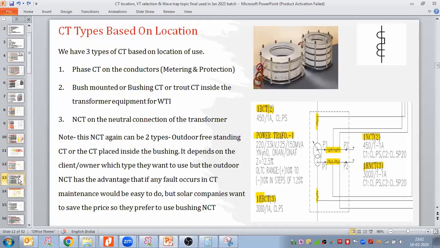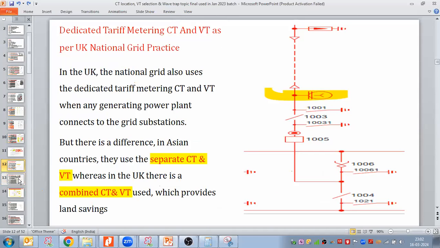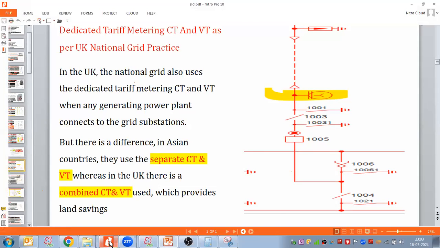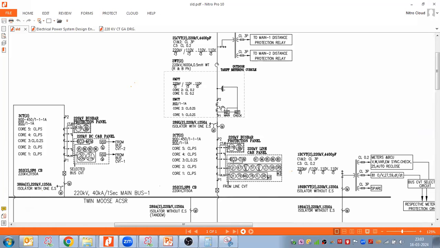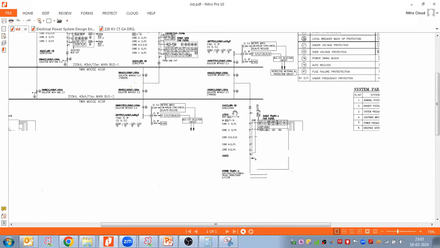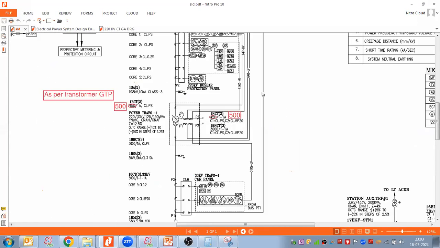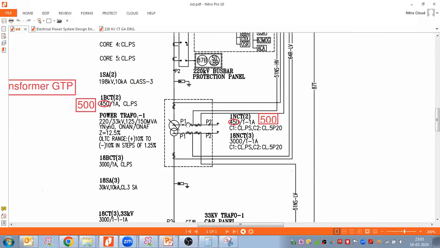Okay, so we discussed the protection CT and the metering CT. All those CTs we connect or place on the phases: R phase, Y phase, and B phase. Let us discuss the overall CT types based on location. When I take the single line diagram, we discussed this CT and this CT, but we have a CT symbol like that also, and we have a CT symbol here also. So what do those symbols represent? What kind of CT is that?